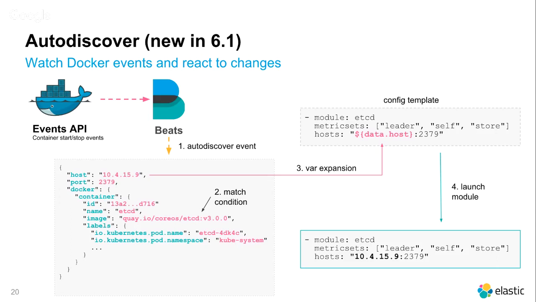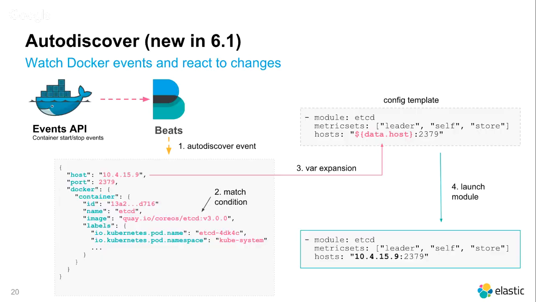And this works both when you start a container and when you stop it. So if a container stops, auto-discover will detect that event and go over the same process, but instead of launching the module, it will stop it for you. So you don't need to care about what's going on. You just need to define the desired states you want, the conditions you want to match.